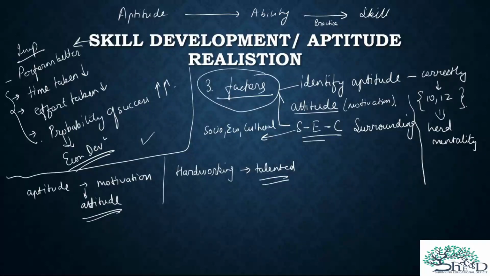So your attitude or your motivation, or you can say resolve to realize your aptitude, also matters a lot. We'll take examples, don't worry. First you want to try to understand this. Now the last point is the socio-economic cultural surrounding. In many ways you are good at something, but if parents are not supportive, you will not be able to develop that thing into a skill.